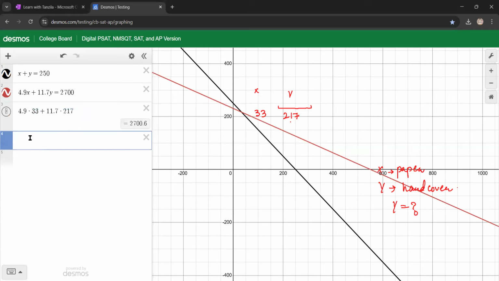The other option I have is I will keep the paperback books as 32 and I will keep the hardcover books as 216. Oh, sorry, 34, 34, 34. I'll increase here and make this 26 only, 216 only. So see, I am within my budget. This is the budget within 2700.